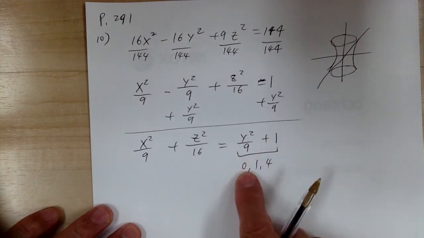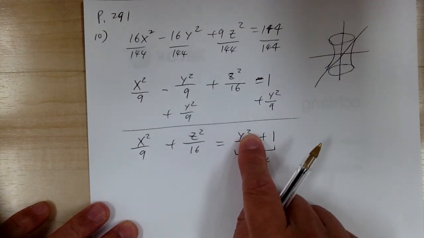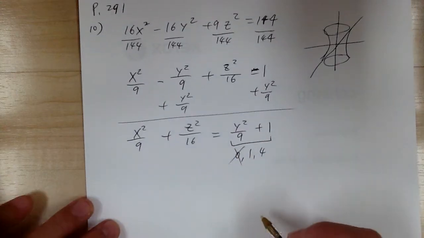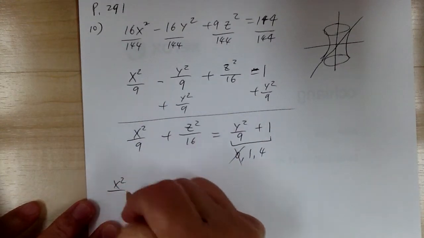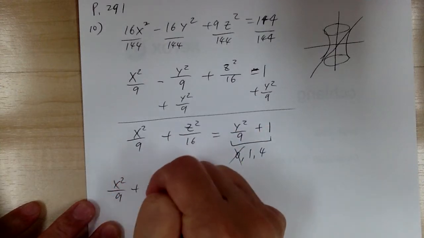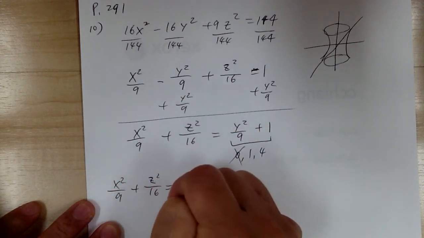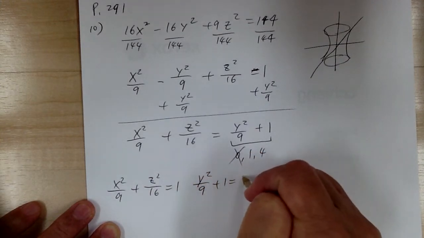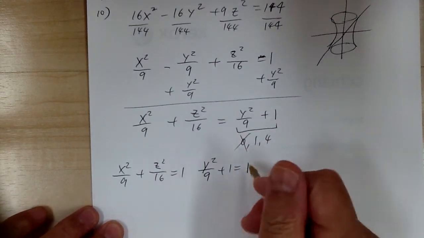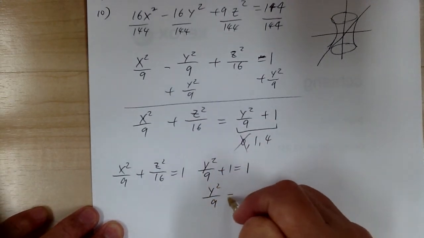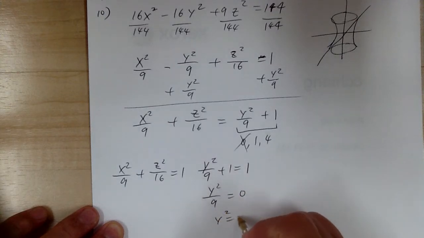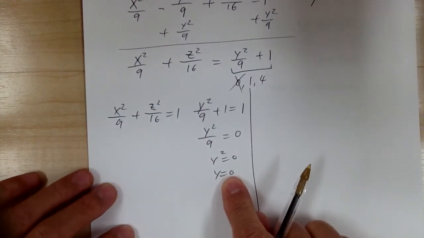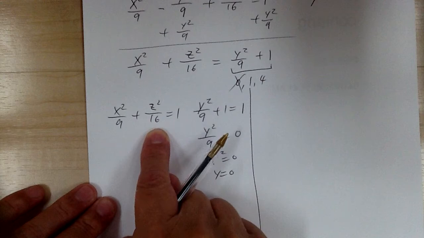Notice that this cannot be equal to 0 because y squared is positive. So y squared over 9 is positive, plus 1 is not going to give you 0. So you don't need a 0, you want to start with 1. So you set both sides equal to 1, and you have y squared over 9 plus 1 equal to 1. So y squared over 9 equals 0, so y equals 0. So when y equals 0, you're going to have this ellipse.